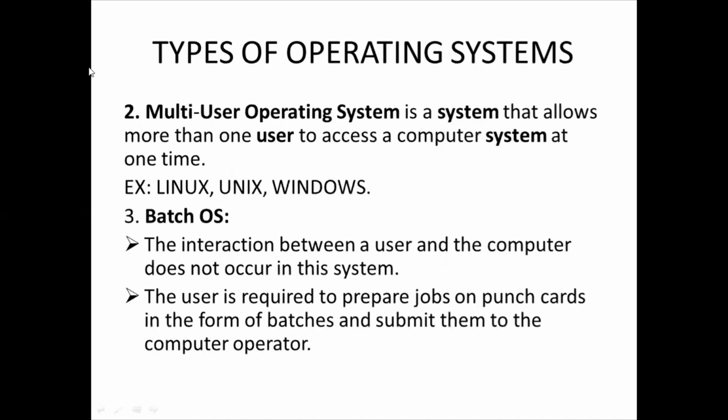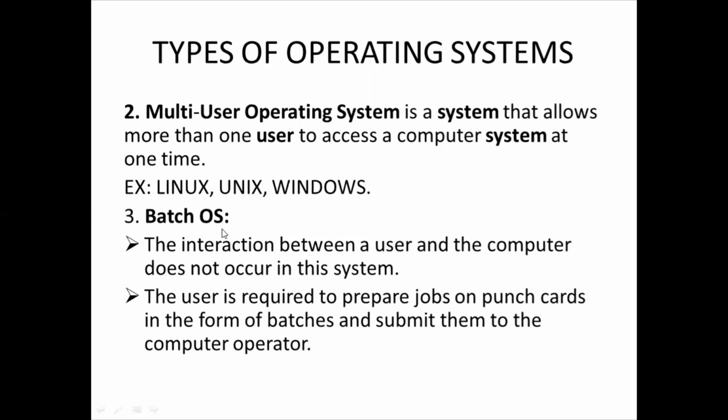Then we have the multi-user operating system. It is a system that allows more than one user to access a computer system at one time. Means more than one user can access the computer system. All right. And the examples are Linux, Unix, Windows.